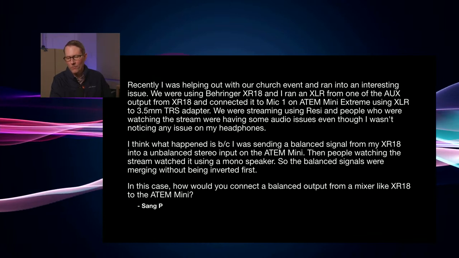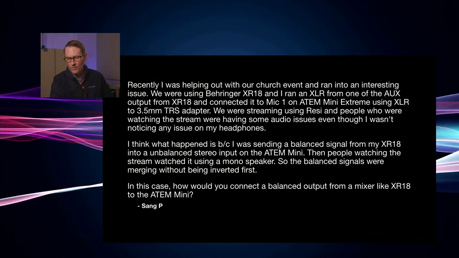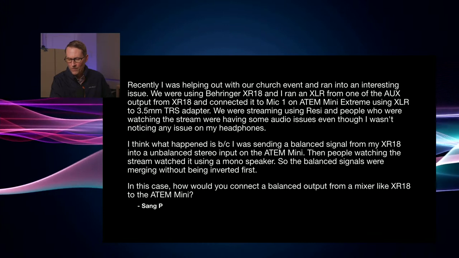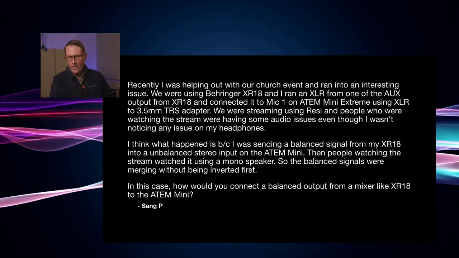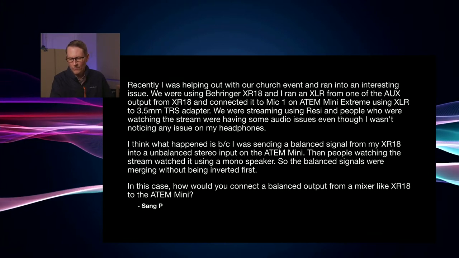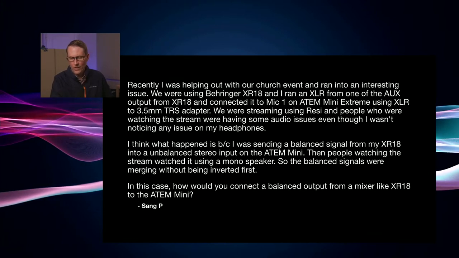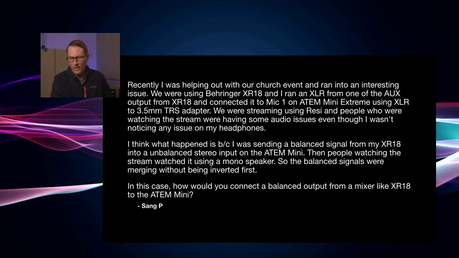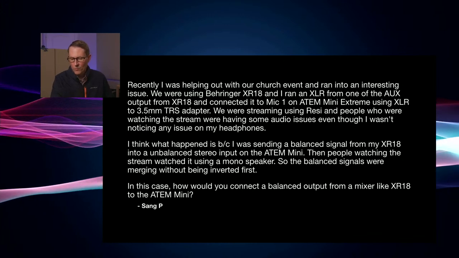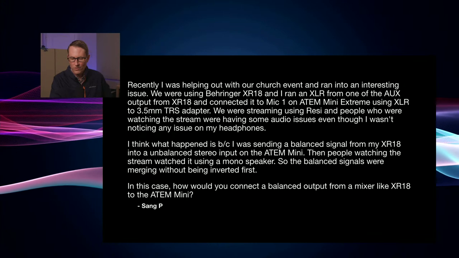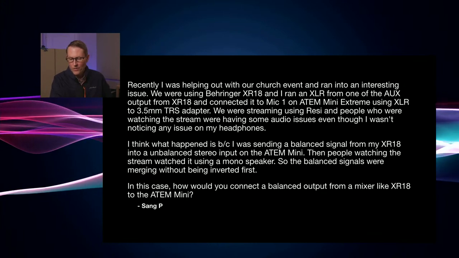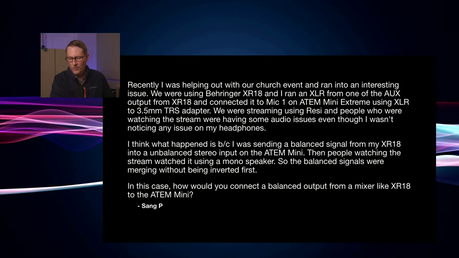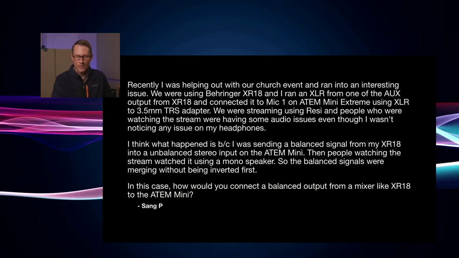We were streaming using Resi, and people who were watching the stream were having some audio issues, even though I wasn't noticing any issues on my headphones. I think what happened is because I was sending a balanced signal from the XR18 into an unbalanced stereo input on the ATEM Mini, then people watching the stream watched it using a mono speaker, so the balanced signals were merging without being inverted first. In this case, how would you connect a balanced output from a mixer like an XR18 to the ATEM Mini?